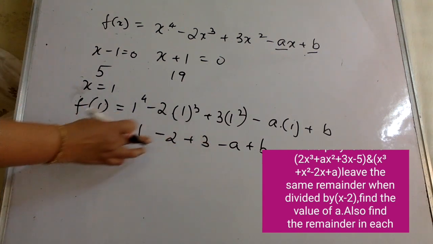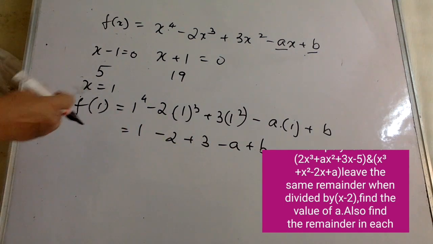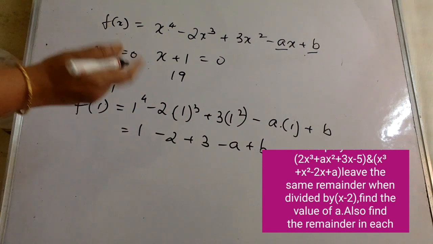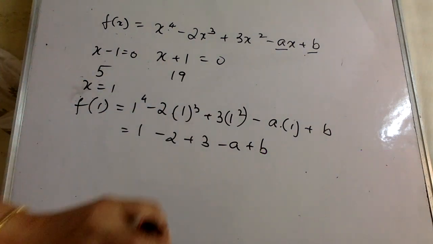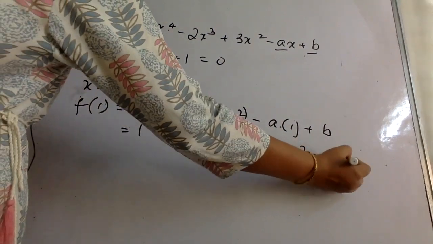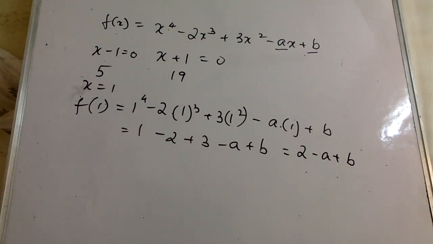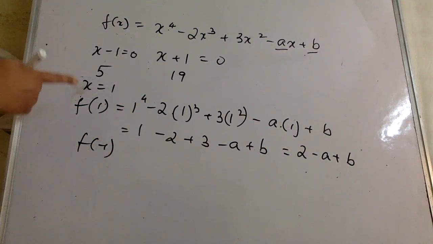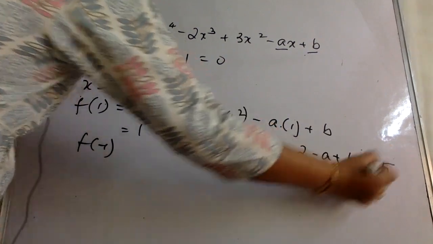So now if I simplify it further, I get 4 minus 2, which is 2, minus a plus b. This is my final remainder when I divide this expression with this. Now I shall be substituting f(-1) because I want to find the next one. And one more thing, when I divided this by this, they told the remainder is 5. So why not write a 5 here?